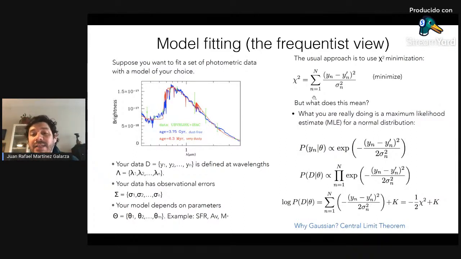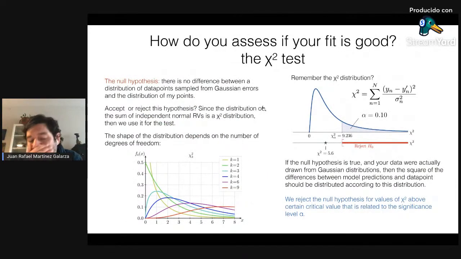You're maximizing the likelihood, but you're assuming, and that's important, that the distribution of the errors is Gaussian, all right? Now, how do you assess that your fitting is good? How do you assess if the fit to your model is good? Well, this is what we call the chi-square test.